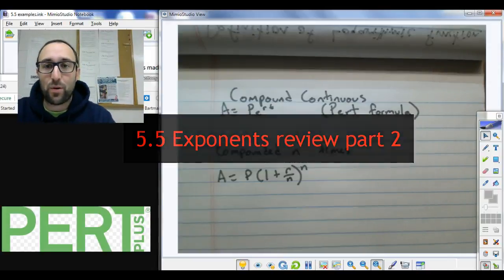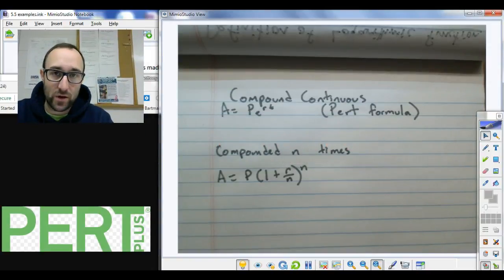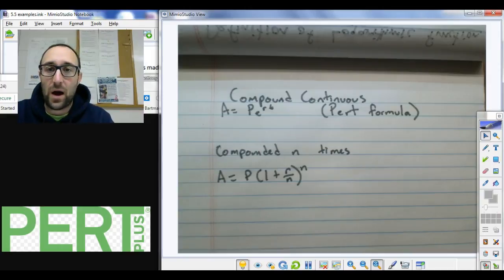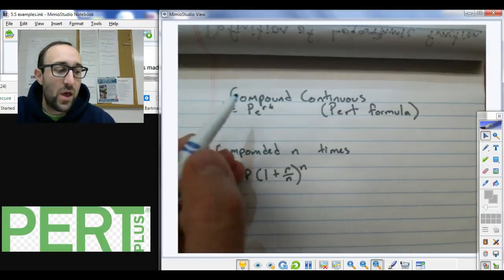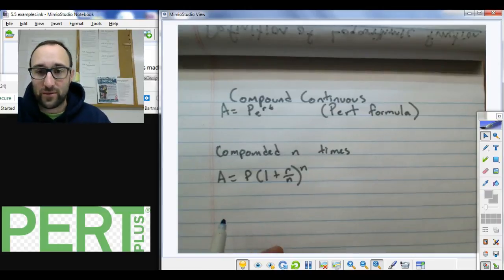Hey everyone, welcome to part 2 of 5.5, and now we are talking about compound continuous versus compound n times. We could do quarterly, monthly, yearly, biannually, all sorts of different things. So if we're talking about compound continuous, that means the interest is continuously going back into your account, and we're using what I call the PERT formula.